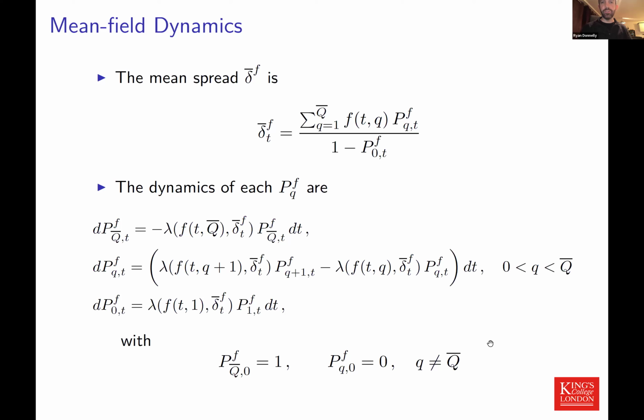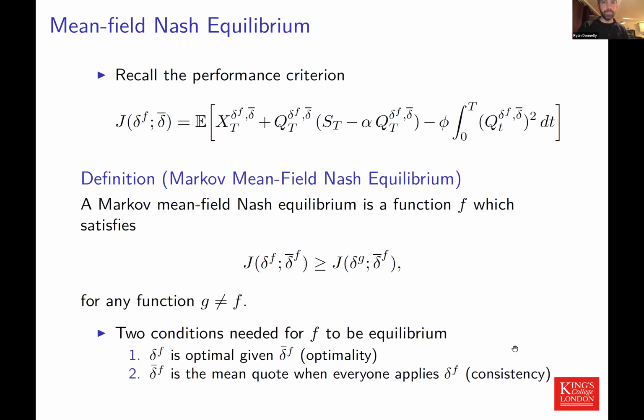So this set of equations on the bottom half of the slide here, these are just the Kolmogorov forward equations corresponding to this model in the mean field setting. All right. So what is the type of equilibrium that we're looking for?